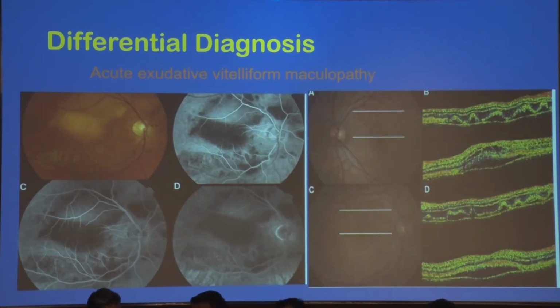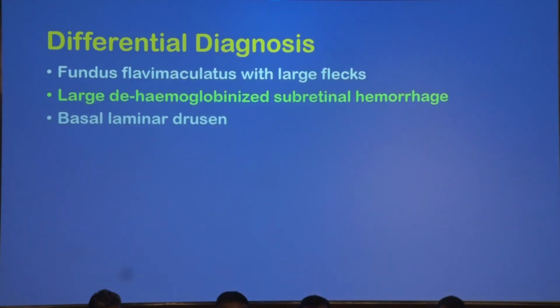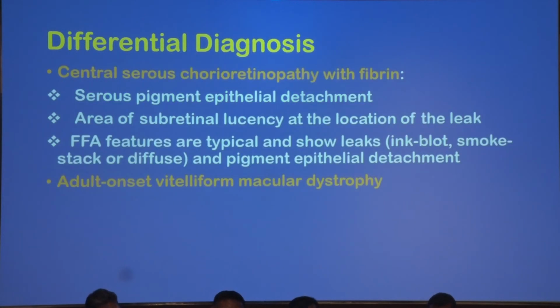This is another thing, acute exudative vitelliform maculopathy. This is reported in a few patients now, and you can see that there are multiple lesions, which are seen in the OCT also. This is seen as a component of a paraneoplastic syndrome, and patients who have taken chemotherapy have presented with this. Then fundus flavimaculatus, and sometimes even a large dehemoglobinized subretinal hemorrhage can be mistaken for Best disease. But usually that is unilateral, whereas Best disease has a bilateral presentation.